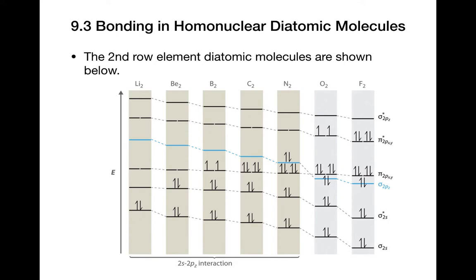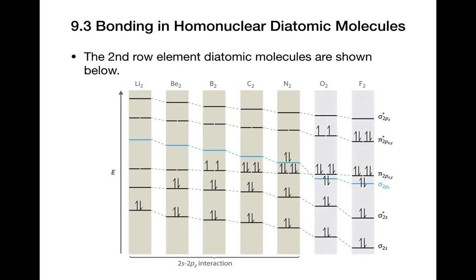Notice the sigma 2s's energy decreases as you go from lithium to fluorine, and that is because more protons in the nucleus pull those 2s electrons in tighter, which we've talked about in the periodic trends discussion. The sigma 2s star, the antibonding orbital, begins to be occupied in Be2, so there is no Be2 molecule because the bond order would be 0, 2 bonding sigma 2s electrons and 2 antibonding sigma 2s stars.